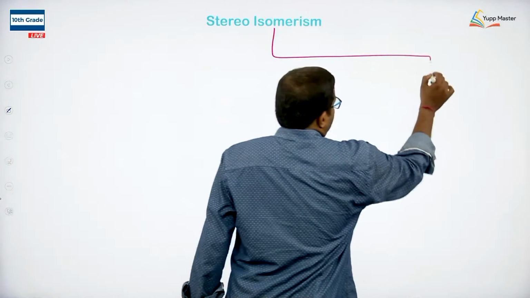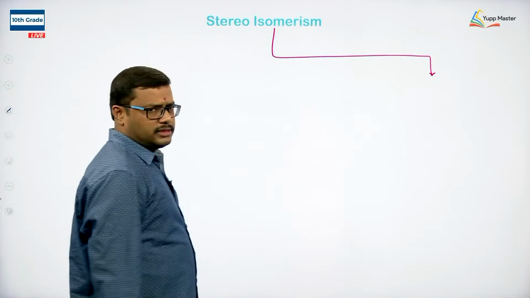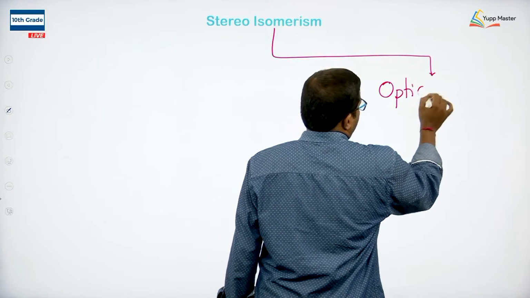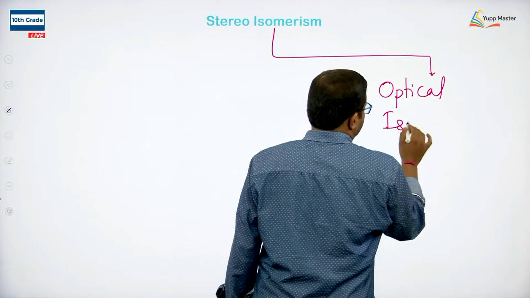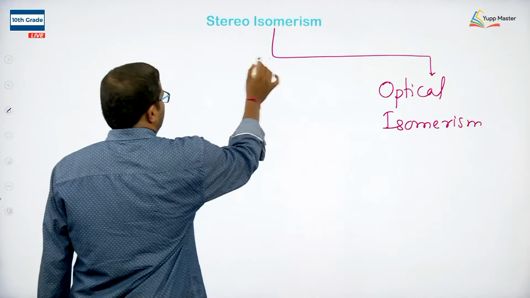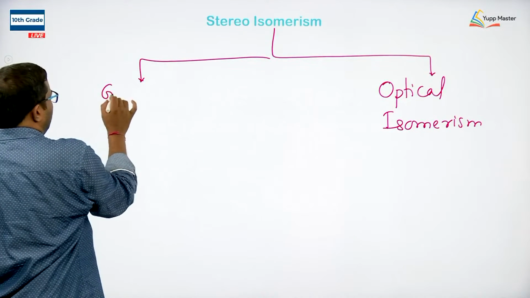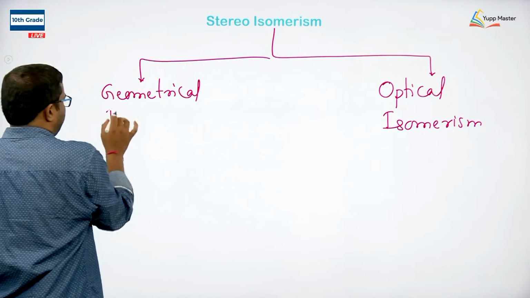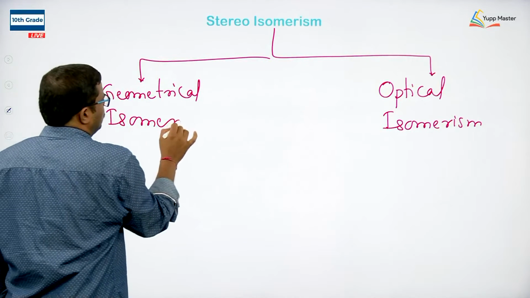So, on the other side we can write stereoisomerism as optical isomers or optical isomerism. One is geometrical isomerism, the other is optical isomerism. Okay. So, what is optical isomerism?